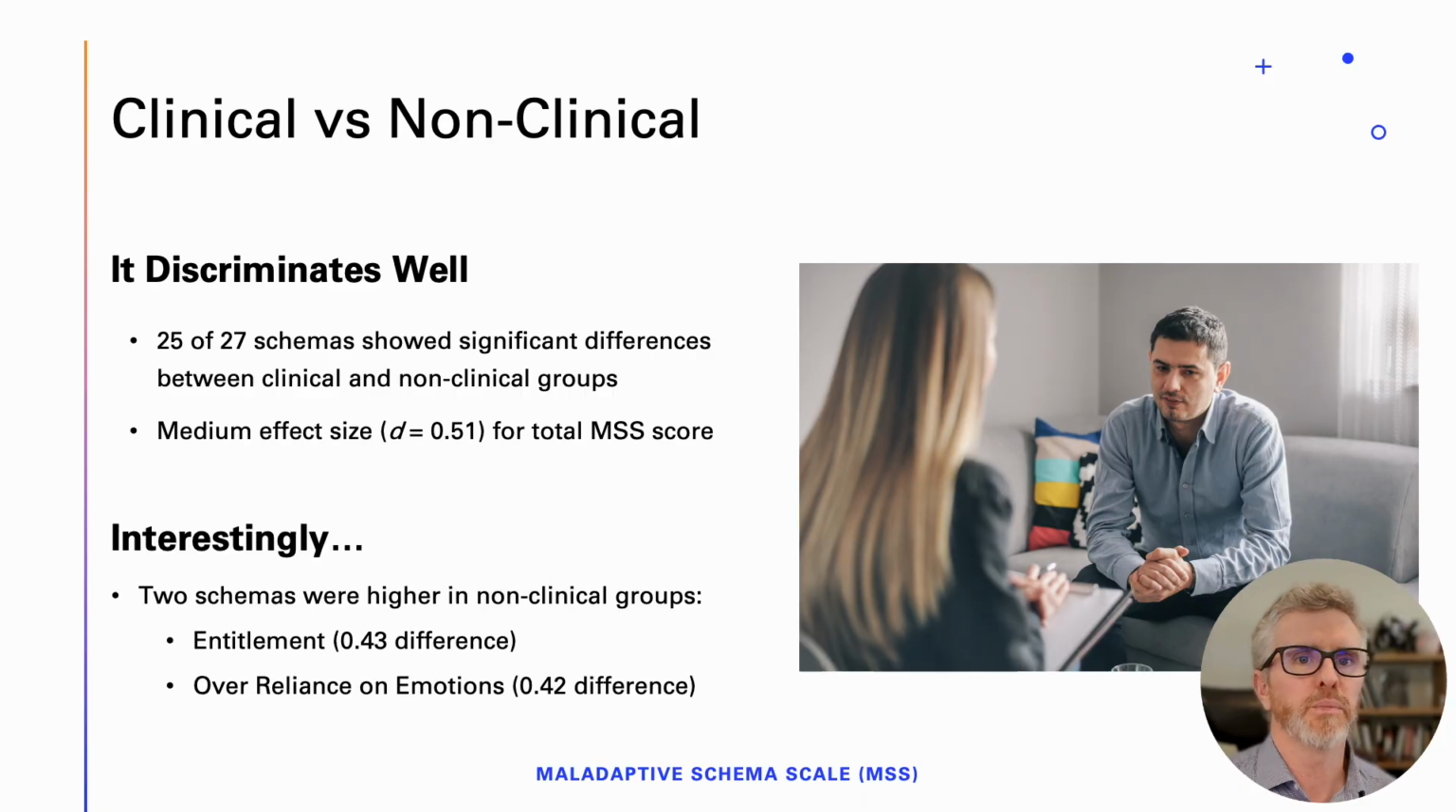Interestingly, entitlement and over-reliance on emotion showed higher mean scores in non-clinical groups. Both extremes can be problematic. Counselling-seeking patients commonly present with difficulties asserting their needs and with distrust of emotions due to difficulties understanding them. The low end of these schemas... Importantly though, individual clinical cases did score high, demonstrating these schemas capture clinically relevant pathology across the full spectrum.